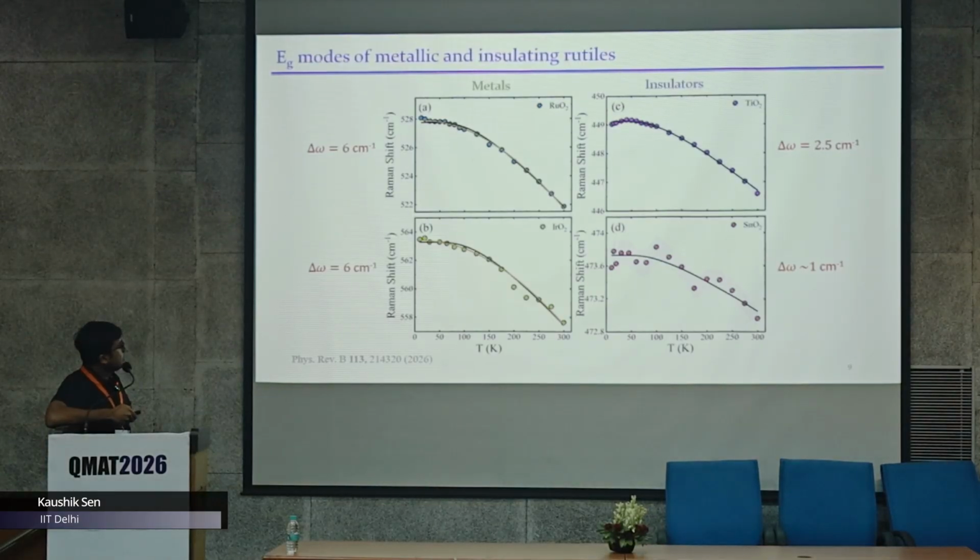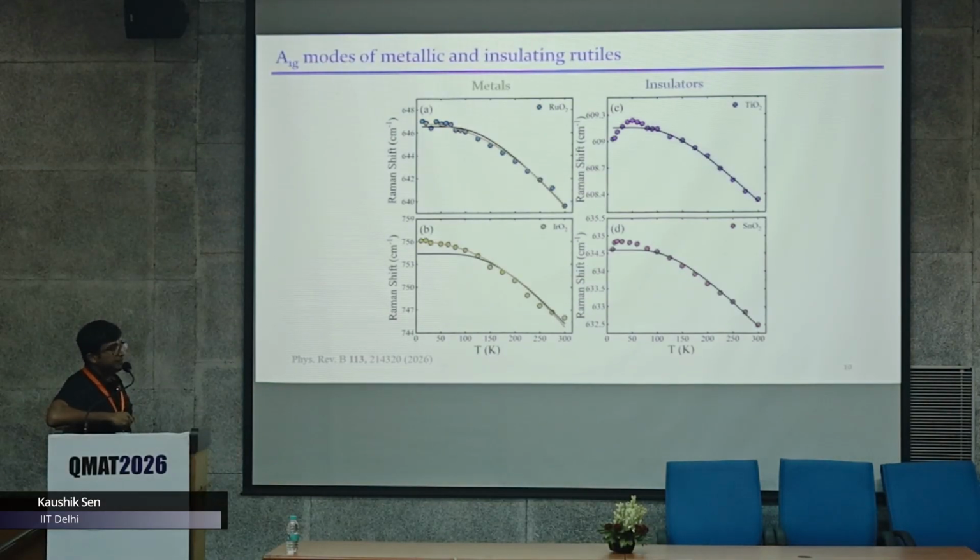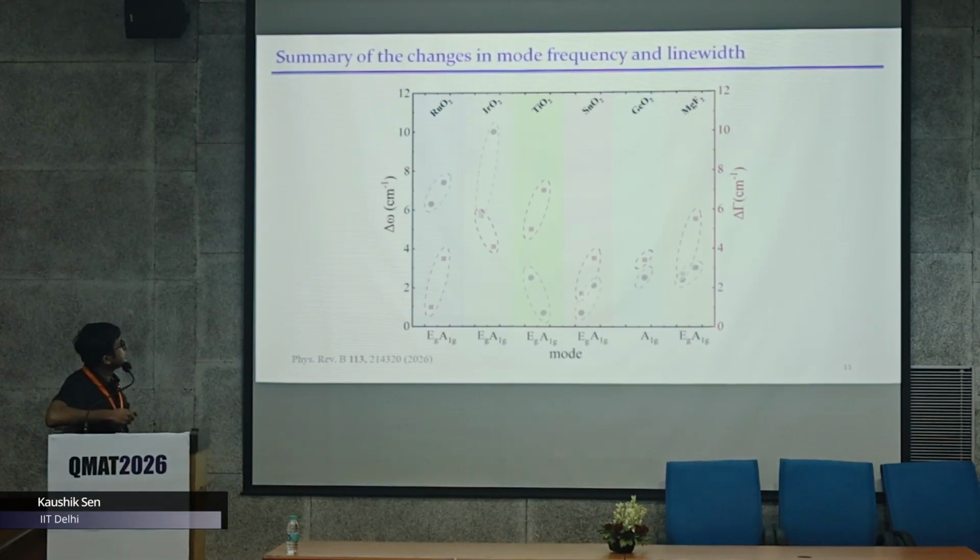Now let's look at the A1g mode. The same thing also happens for the metal case, with a 7 to 10 cm^-1 change, and in the insulator case 1 to 2. So now I combine all of them. We also measured the line width, so we have a combined figure.